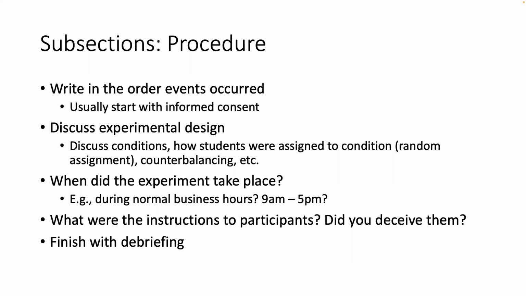You should also write the procedure in the order that the events occurred. So start with informed consent, discuss your design. So what were the conditions in your study? How were people assigned to condition? Whether you counterbalanced or not? When did the experiment take place? Was it during normal business hours? Was it on the weekend? Was it during finals week? Because all of that information could potentially influence your results. We also want to know what the instructions you gave to participants were. So did participants know the true purpose of the study when they walked into the study, or were they slightly deceived? And then I do want you to talk about how you debriefed your participants.